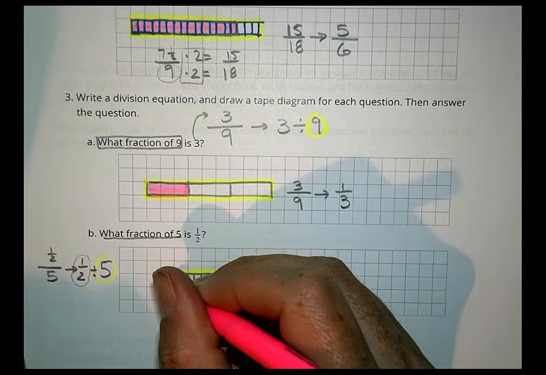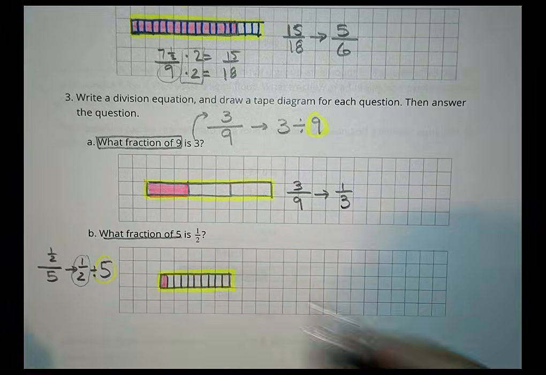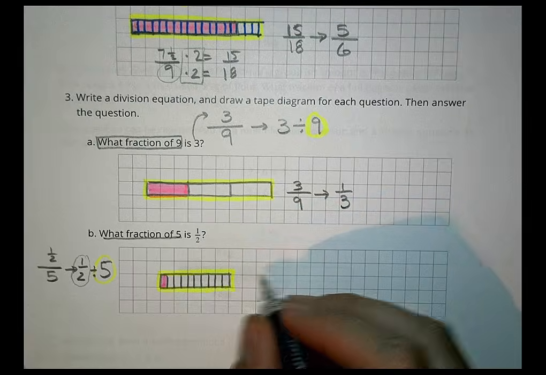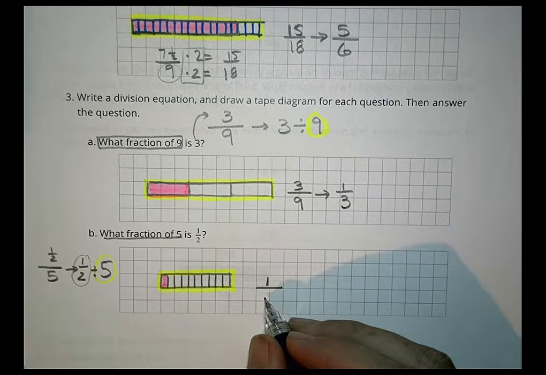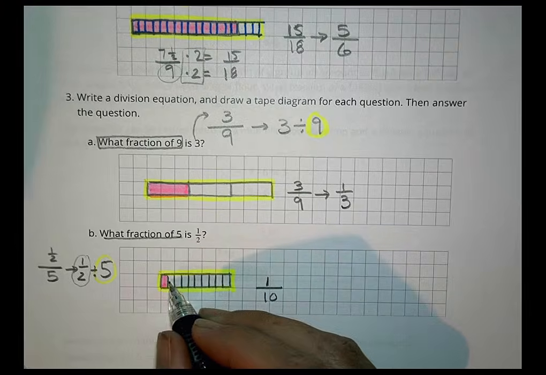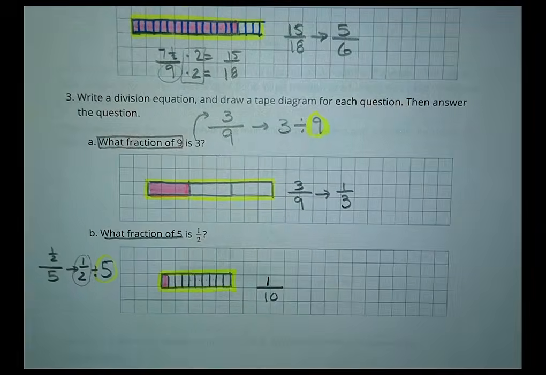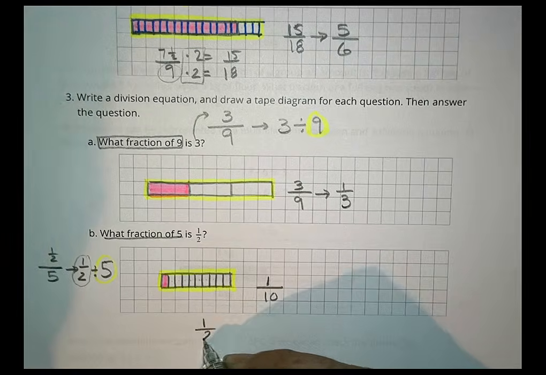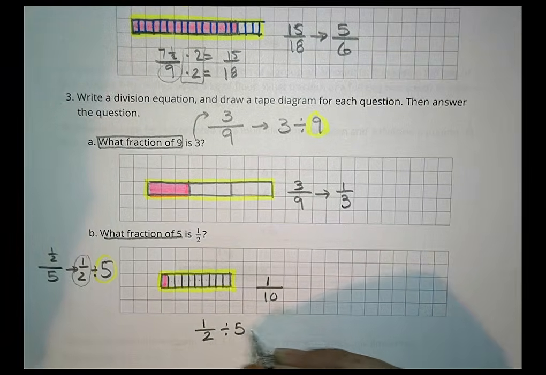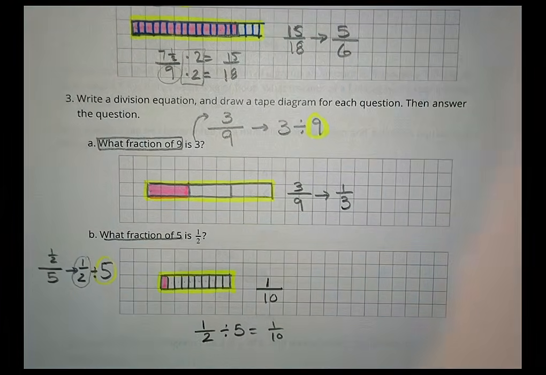So how many 5s fit inside of that half? Well, we would say not very many. My pink is 1. I have 1 out of the needed 10 that are there. 1, 2, 3, 4, 5, 6, 7, 8, 9, 10 that are there. So 1/10. And that's all I can do. There's no reducing that one there. So as a problem, we would say that 1/2 divided by 5 equals 1/10. Just like that. And there you go.